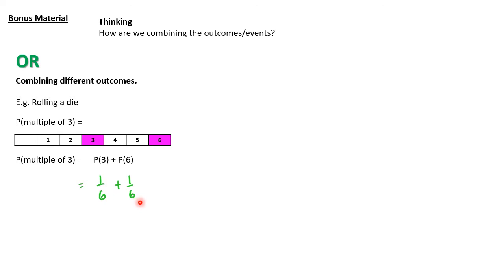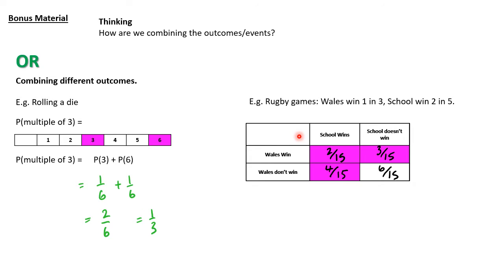So this is the or rule. If it's an or situation, I add my two probabilities together, and I can simplify that to get my final answer of a third. If we look at the rugby example where we've got Wales winning or the school winning, I've worked out all 4 possible options there. Wales win and the school win is 2/15. Wales don't win and the school wins was 4/15. Wales win and the school doesn't win 3/15. And neither team win was 6/15. They were all worked out using the previous and rule.